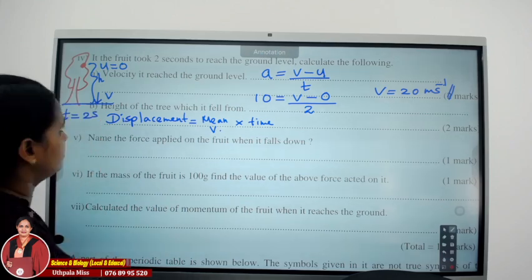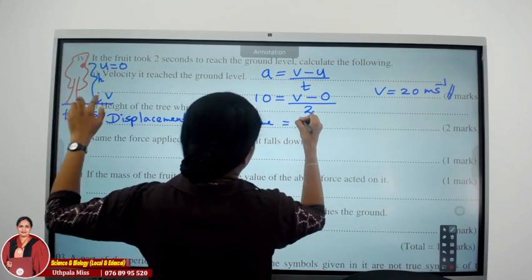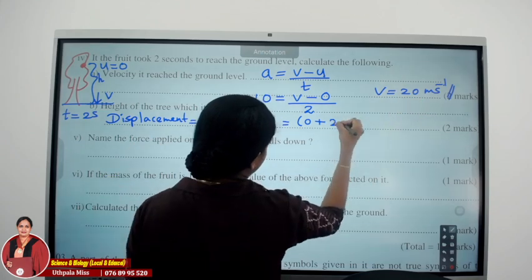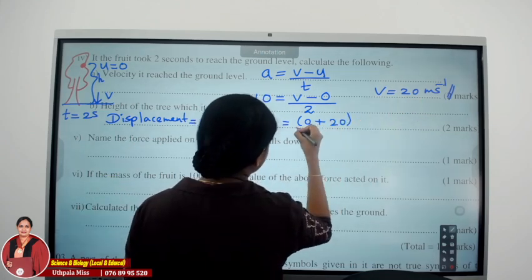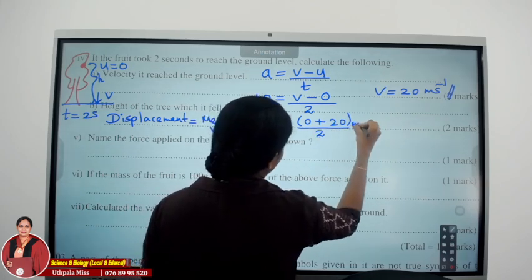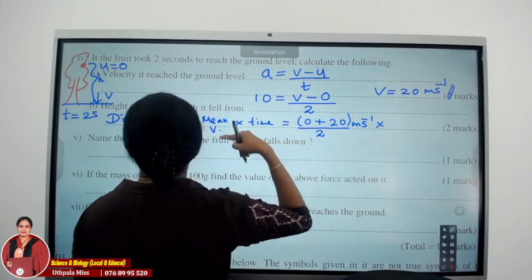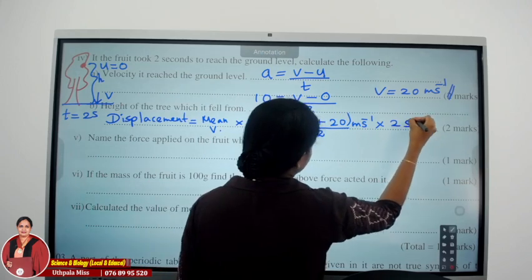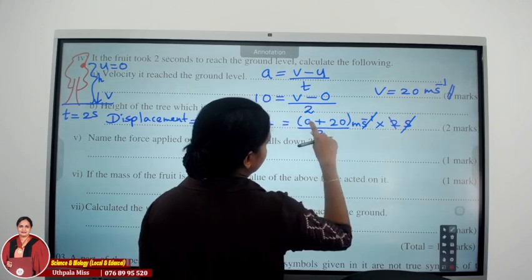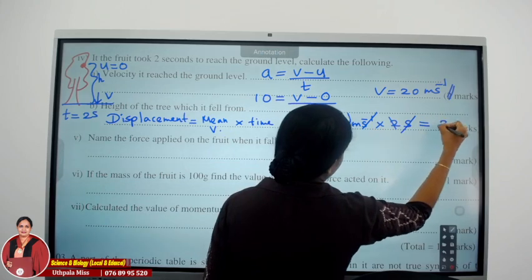So how to find the mean value? There are two values for velocity. Initial one is 0. Final velocity we have found as 20. Then in order to get the mean value, I am dividing it by 2. This is ms^-1. Then the time taken is given as 2 seconds. So seconds per seconds. Here 2 into 2. 0 plus 20, that is 20 meters.